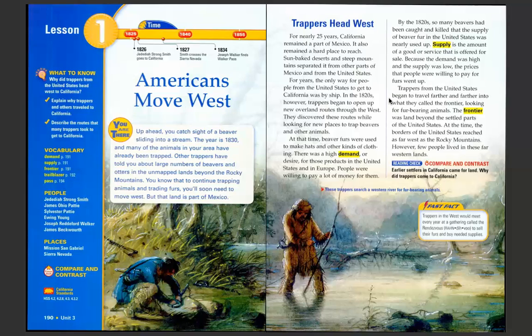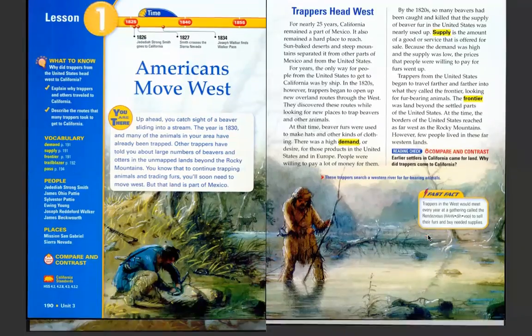At the time, the borders of the United States reached as far west as the Rocky Mountains. However, few people lived in these far western lands. And let's read this fast fact. Trappers in the West would meet every year at a gathering called a rendezvous to sell their furs and buy needed supplies. Okay, so that's what they did.